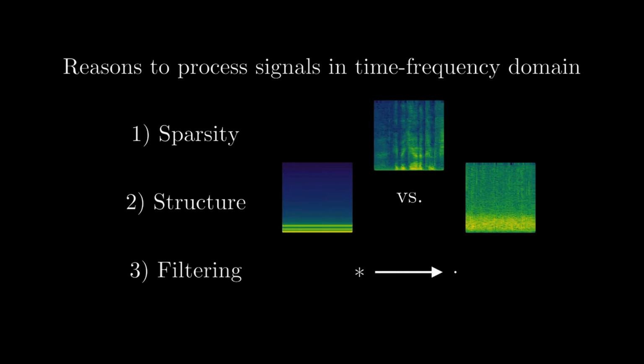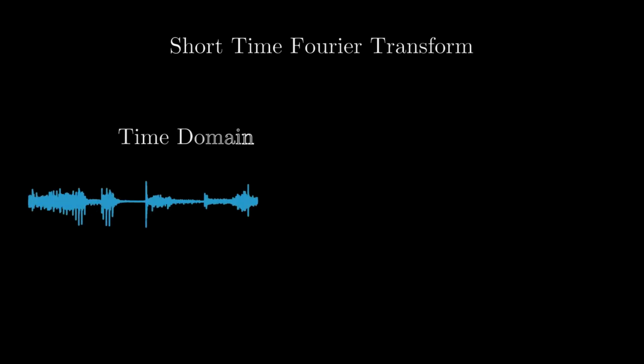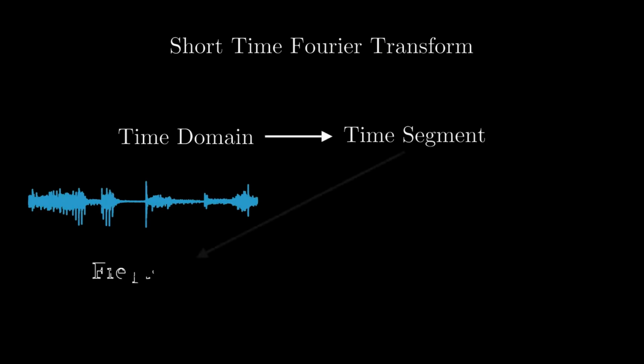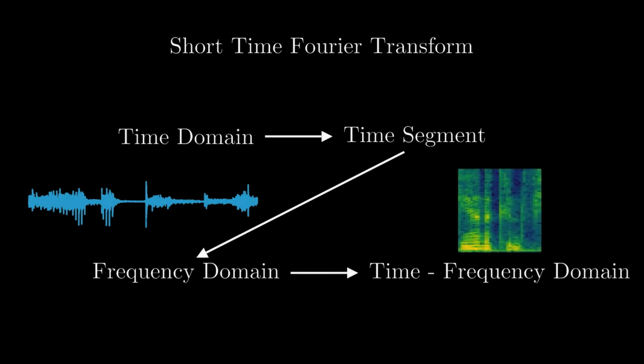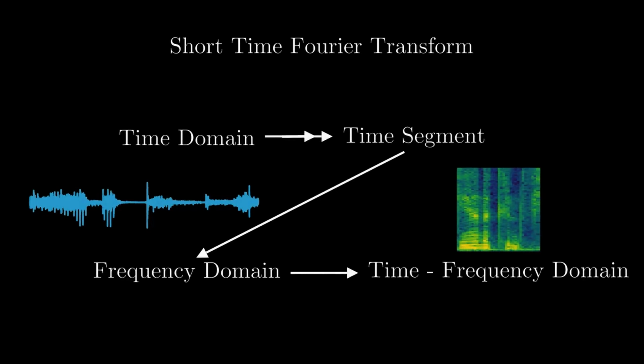So how do we come up with a representation in the time frequency domain? In practice, the short-time Fourier transform is often used. We start with a signal in time domain. We then cut the signal into shorter segments and transform each of them into the frequency domain. In the last step, we combine all the segments to come up with a time frequency domain representation, the spectrogram.